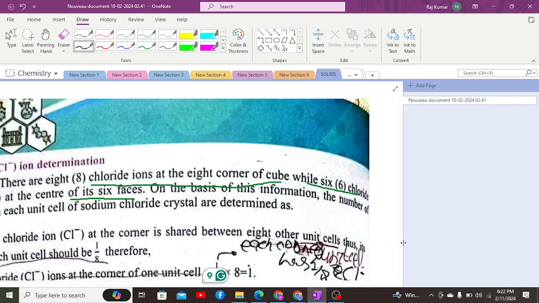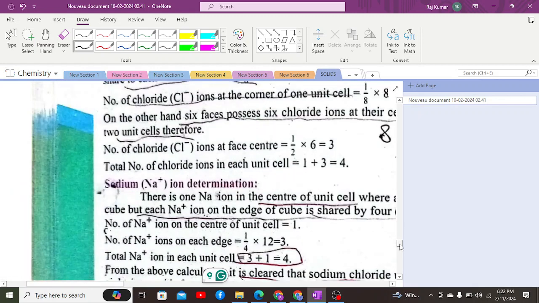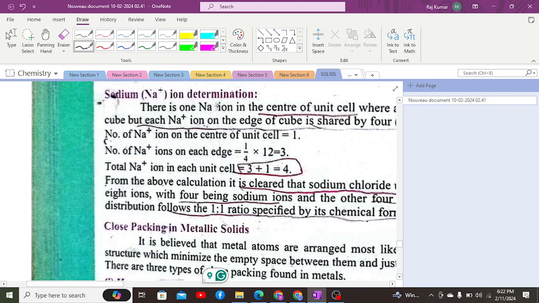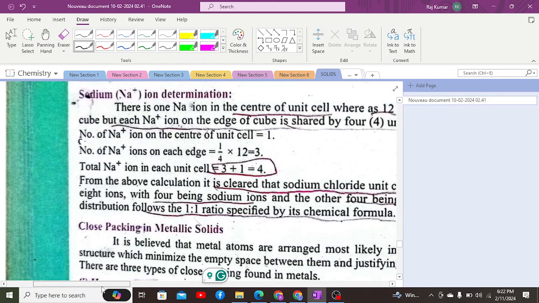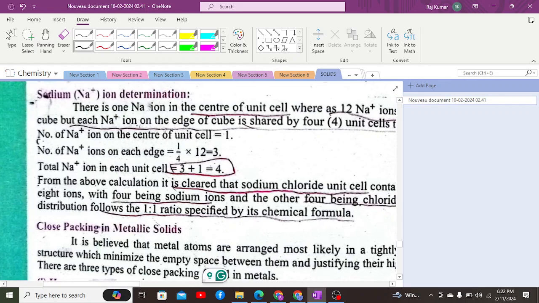So there are 3 sodium ions on the edges and 1 sodium ion at the body center, so 3 plus 1, 4 is the total number of sodium ions in each unit cell. Now when we take the ratio of sodium cation to anion, we get the answer as 1, due to which it has the cubic shape. This is how we gain its atomic ratio as well, and this is the lattice structure present within it.